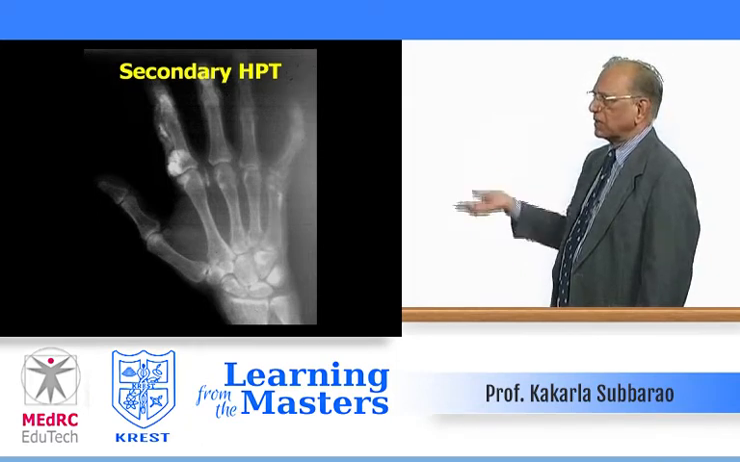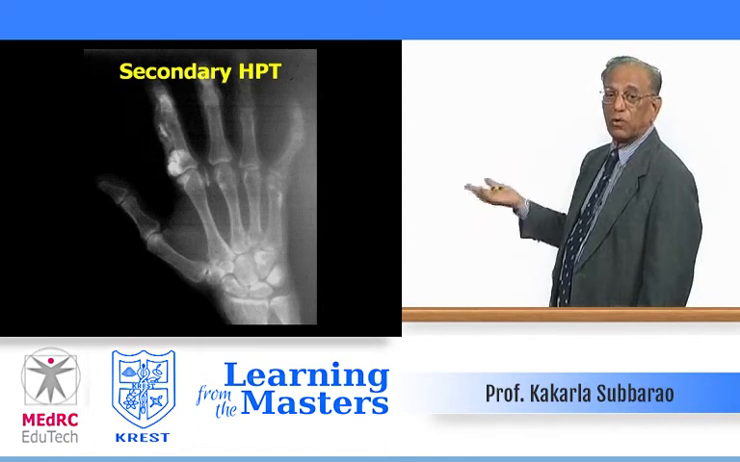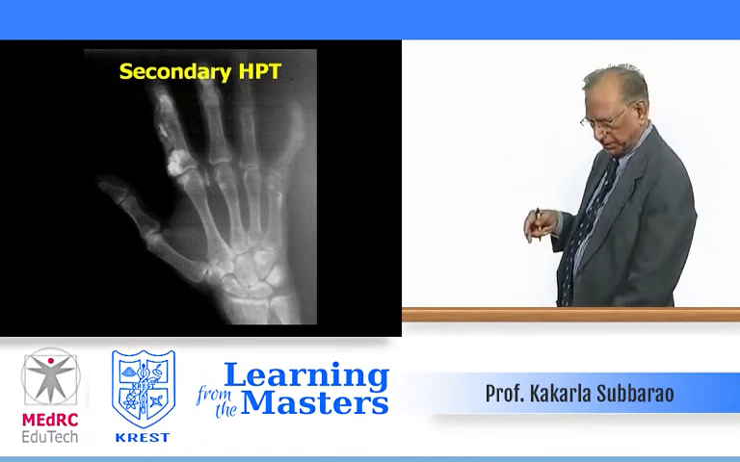And as you see in hyperparathyroidism, here also there is bone resorption. Vascular calcifications are more common in secondary hyperparathyroidism. And today, brown tumors are also more common in secondary hyperparathyroidism.